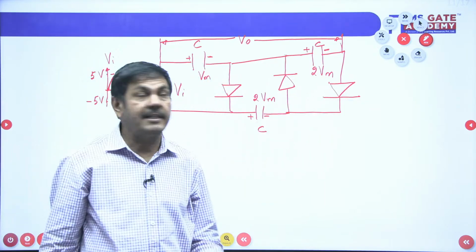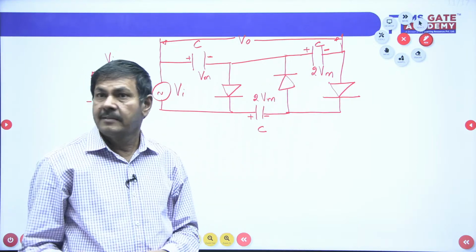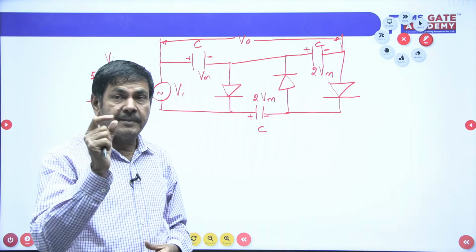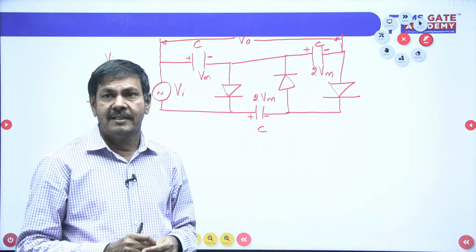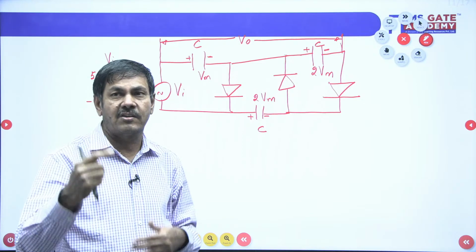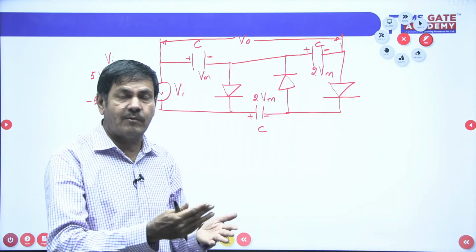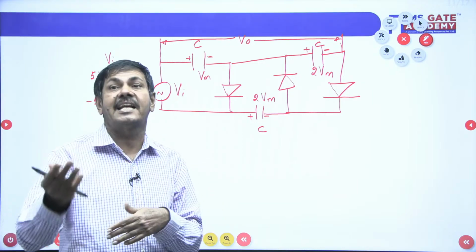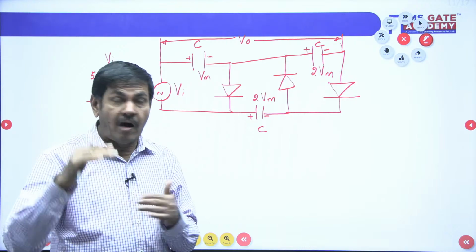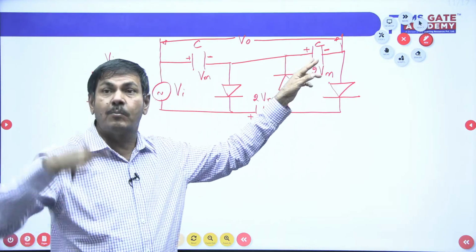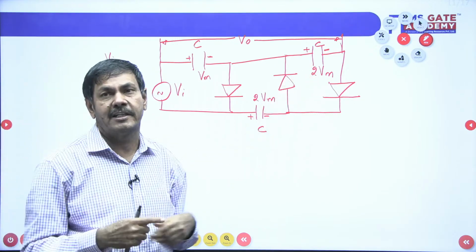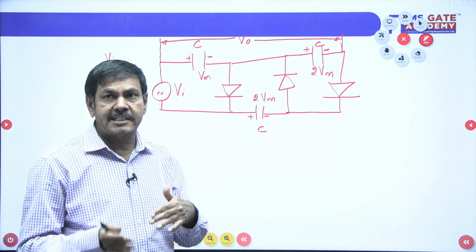Sir, why can I not get 3 Vm here? 3 Vm is impossible as voltage across the capacitor. Why, sir? The diode we connected here is not acting as an amplifier. If it were, the output voltage across the capacitor would be more than the level of the input voltage. But the input voltage is the maximum voltage.